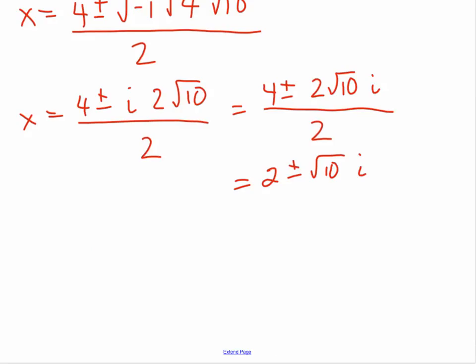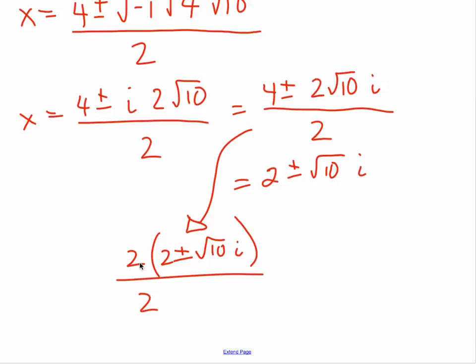Okay, another way I guess I could have rewritten that is I could have factored a 2 out of the 4 and the 2 root 10. So it would be 2 times (2 plus or minus root 10 i) all over 2. And here you see that's a factor of 1. So all you're left with is that piece there.